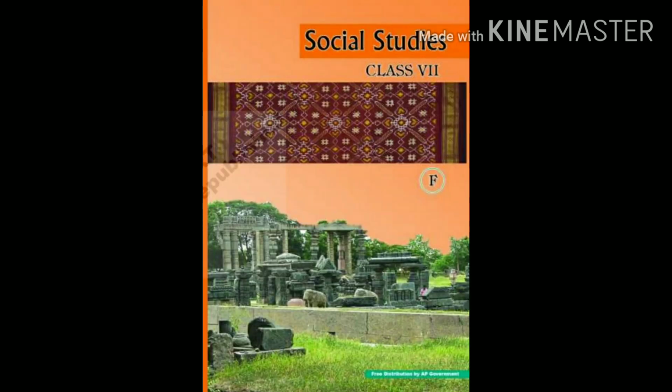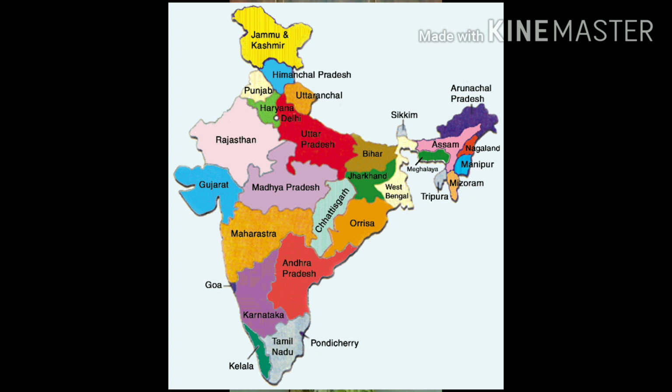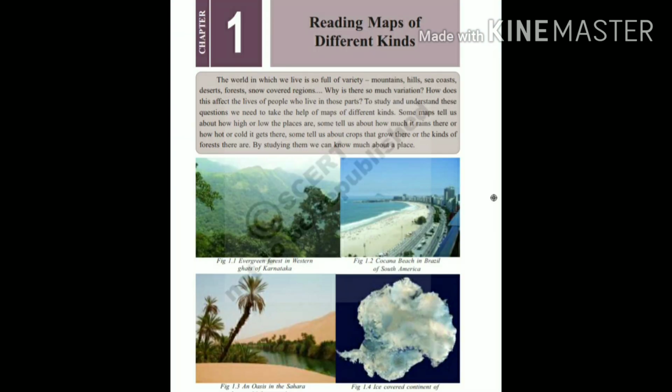Children, this is our 7th class social textbook. Okay, so now come to the content. This is the content of the academic year. Okay children, now come to the topic of the lesson. What is this, children? Yes, this is a map. So our lesson name is Reading Maps of Different Kinds. What is our lesson name? Reading Maps of Different Kinds.